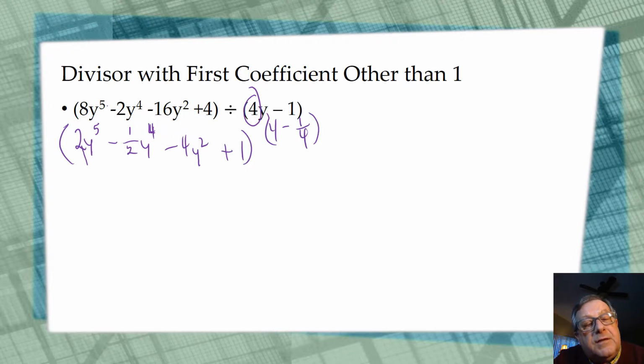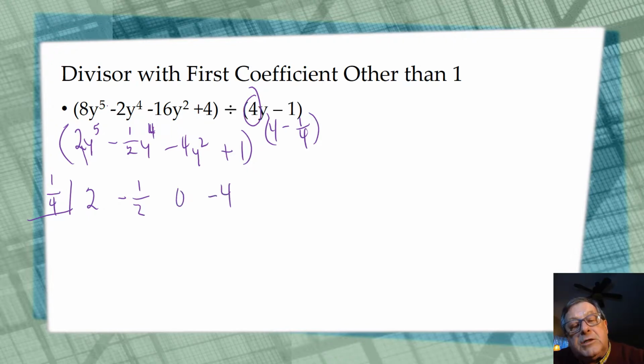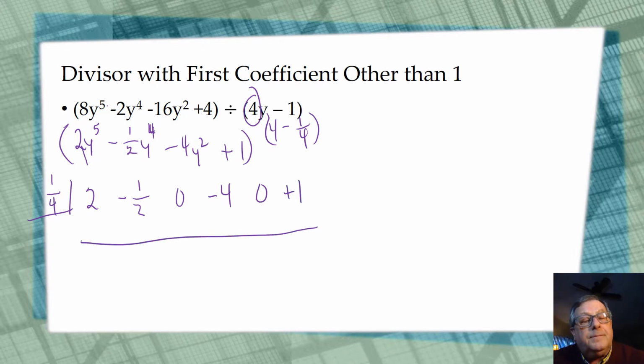I'm going to set up my synthetic division. I'm going to put the negative 1/4, change the sign, and we put 1/4 in the box. And then we got 2, minus 1/2. I don't have a cube, so that's going to be 0. And then we got negative 4y squared. I don't have a y by itself, so that's going to be 0. And then we got plus 1. All right. Let's bring down the 2.